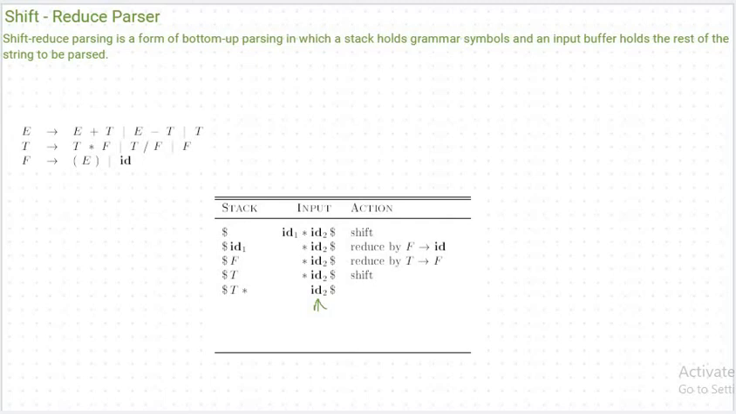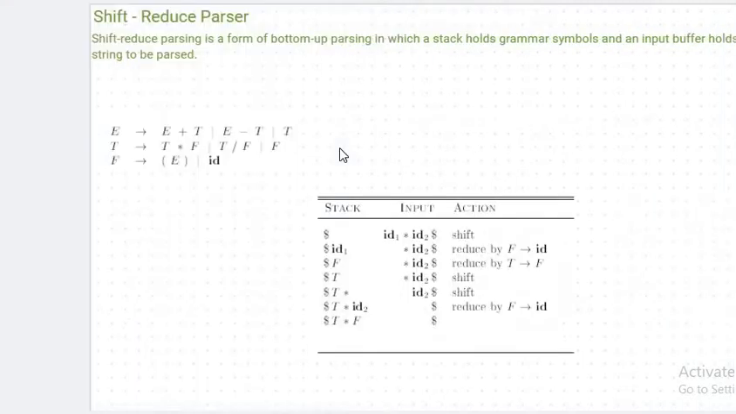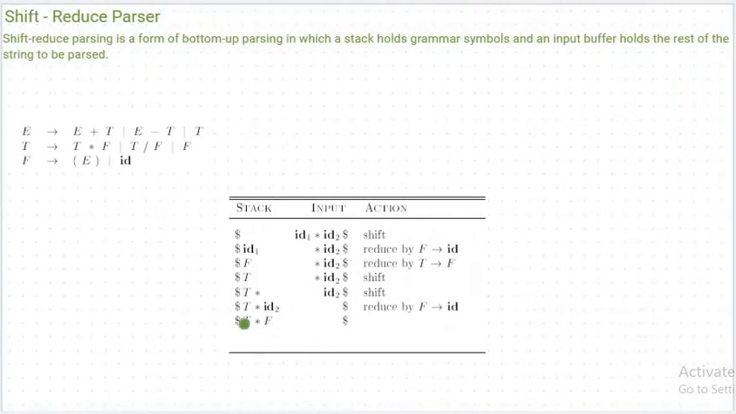Sorry, again you can just go for shift operation. This ID2 can be shifted to the stack. So when you shift it to the stack, what happens? You're just getting the result as T star ID2, right? Now once after shifting it to the stack, next what you can do, you can just consider the ID2 as a handle.